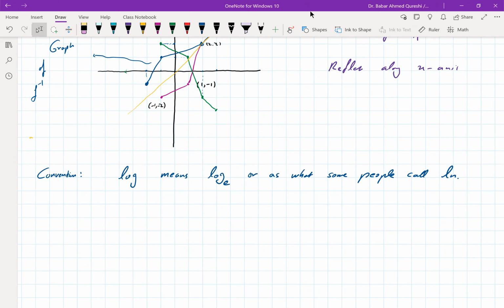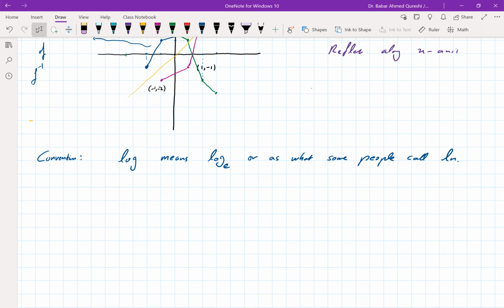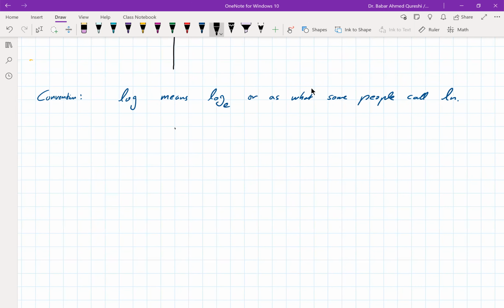Let's take another example of graphing. So suppose you have this 2 and 4, and the graph is like this.